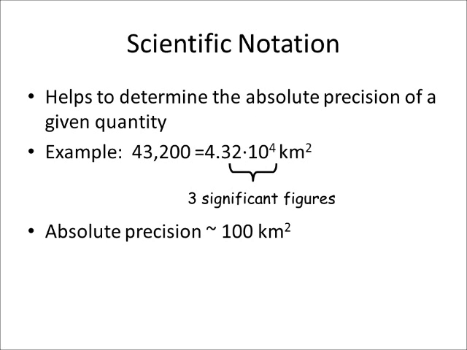Scientific notation helps to determine the absolute precision of a given quantity. Here's an example. If we express 43,200 in scientific notation, it becomes 4.32 times 10 to the 4th. So if this is in kilometers squared, then we really only have 3 significant figures, the 4.32. The rest are zeros. So the absolute precision of this measurement is about 100 kilometers squared.